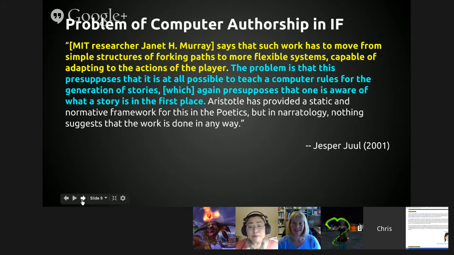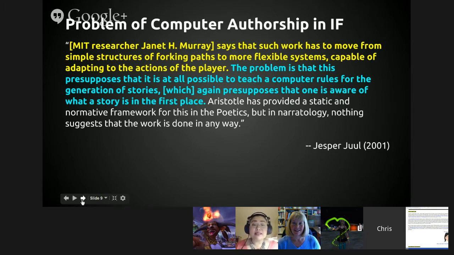And then Jewel actually responded. He says, the problem is that this presupposes that it is at all possible to teach a computer rules for the generation of stories, which again presupposes that one is aware of what a story is in the first place.